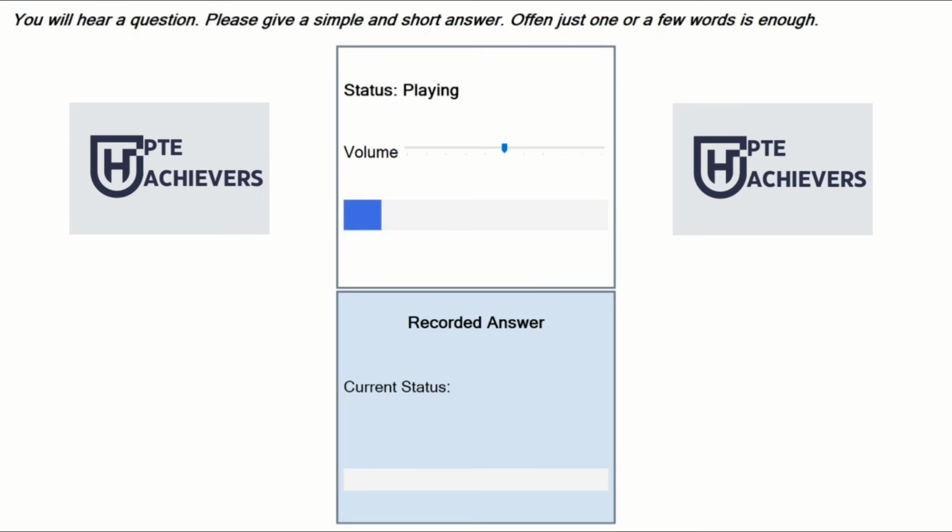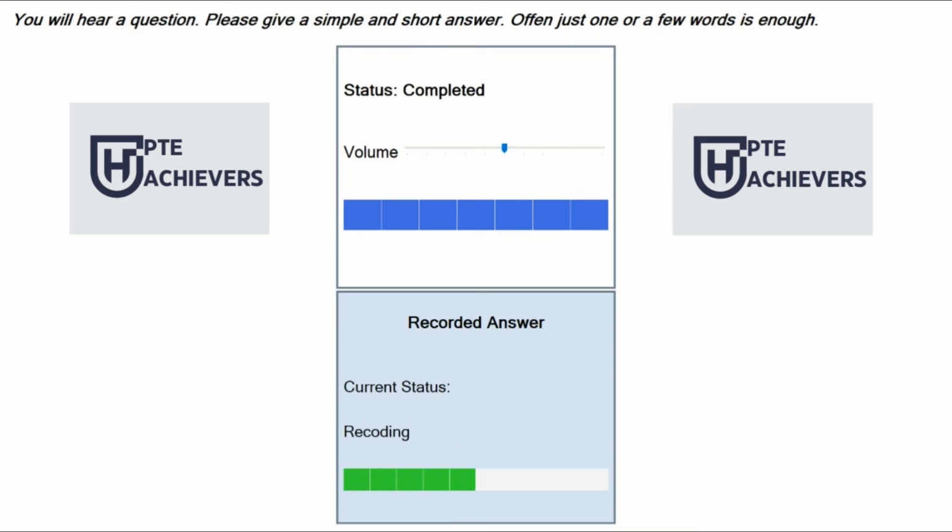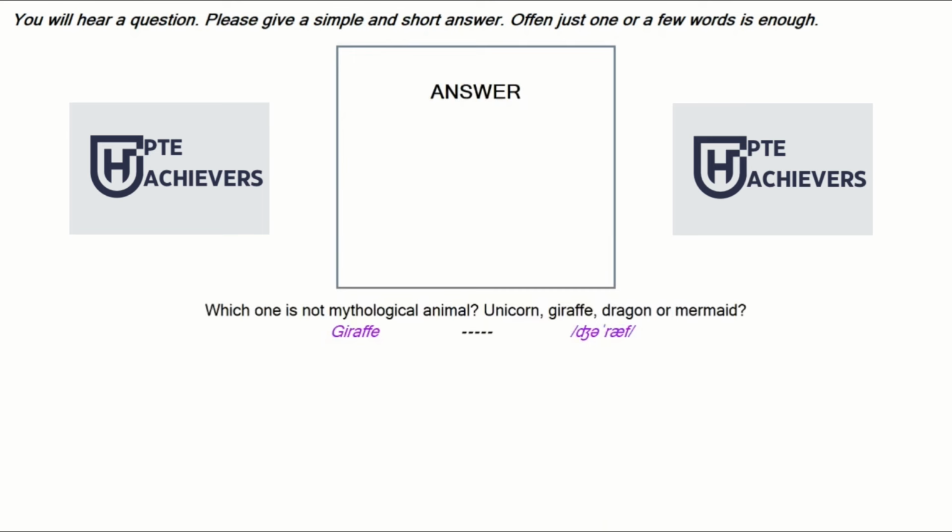Which one is not mythological animal? Unicorn, giraffe, dragon, or mermaid? Giraffe.